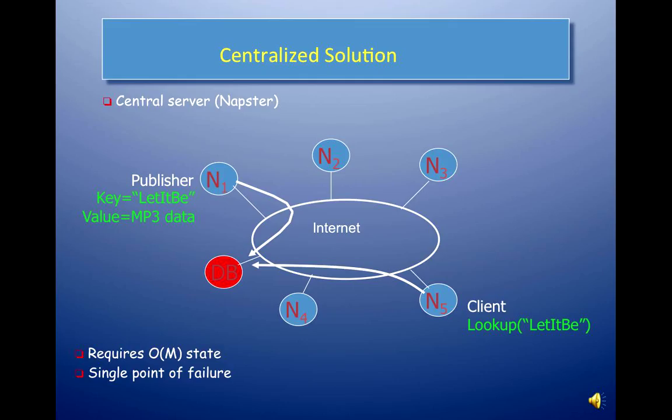There are two issues with this centralized solution. The first one is state maintenance. If there are M messages in the whole system, the database has to maintain big O of M state in the worst case. That's a huge state. Another problem is the single point of failure. If the database dies, there is no way that N5 can find that node N1 contains the key "let it be".